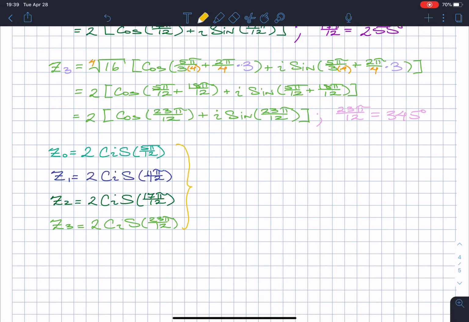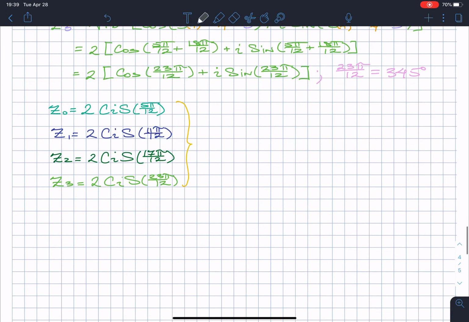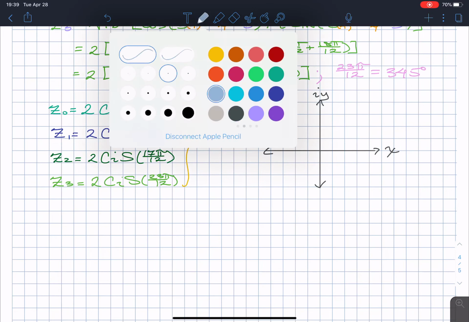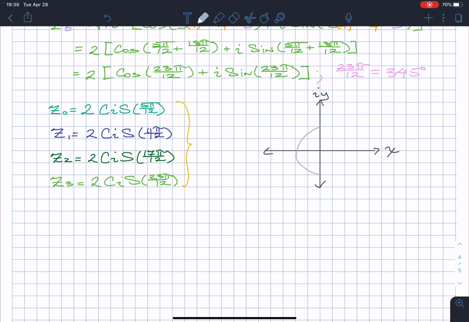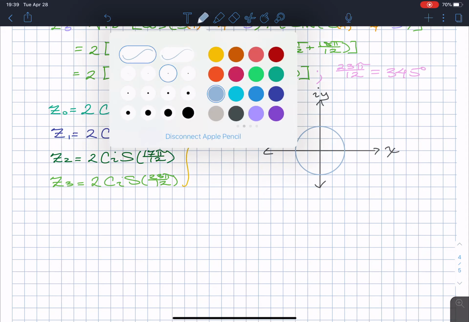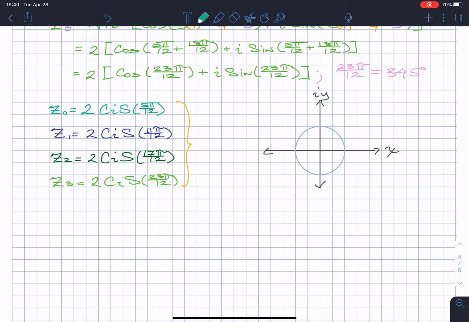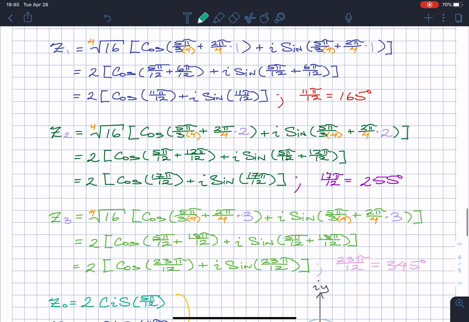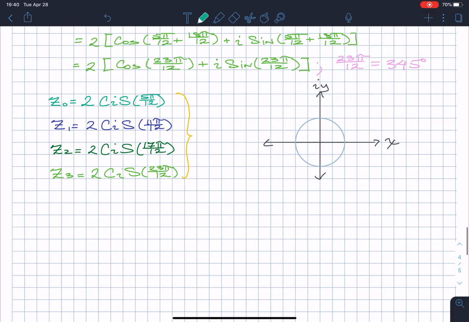My guess is we're on a circle of radius 2 in the x-i-y plane, this is a complex plane. Circle of radius 2. Oh, if I can draw it. Okay, there we go. So the first, z naught, was at 5 pi over 12, or 75 degrees, so approximately here. So this is z sub 0.